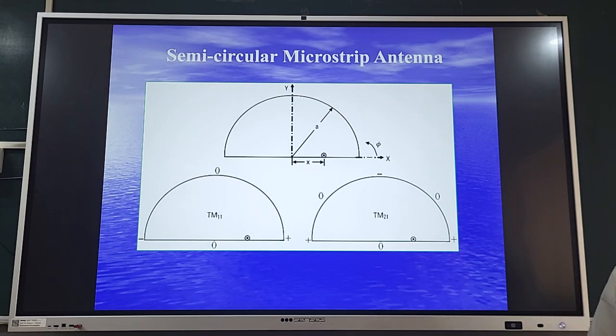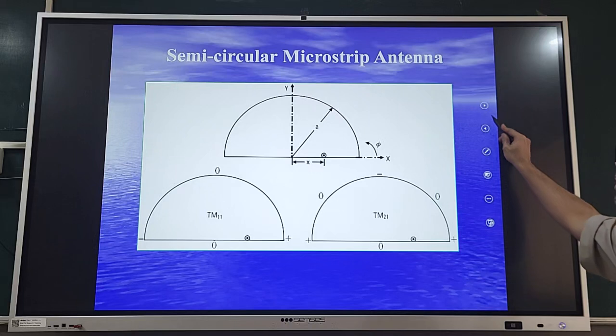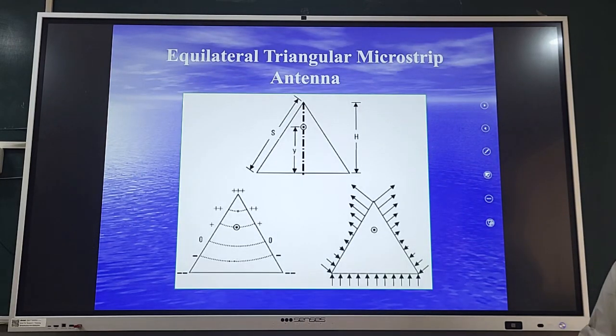So next lecture we will meet and start with the topic of equilateral triangular microstrip antenna design. So here we complete your RMSA as well as CMSA. Okay, thank you.